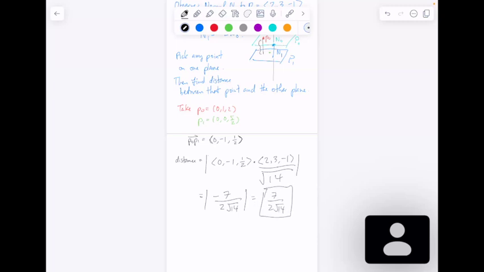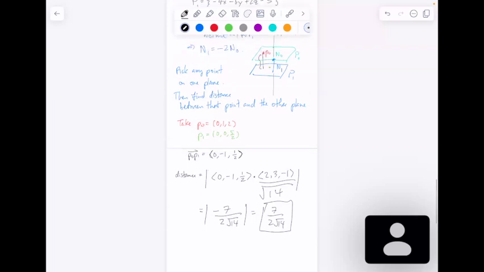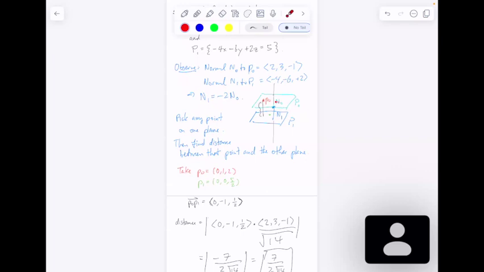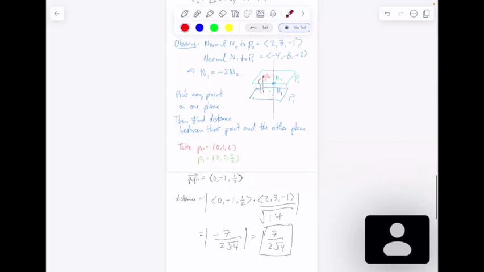Any questions here? Why did we not take N1? Well, N1 and N2 are the same. These are parallel planes, so it doesn't really matter if we take N1 or N2, or sorry, N0 or N1. They're just multiples of each other. I just took 2, 3, minus 1 because it's a lot better than minus 4, minus 6, plus 2. The reason it doesn't matter is because you're dividing by the magnitude of the vector anyway, so it really doesn't matter which one you do.